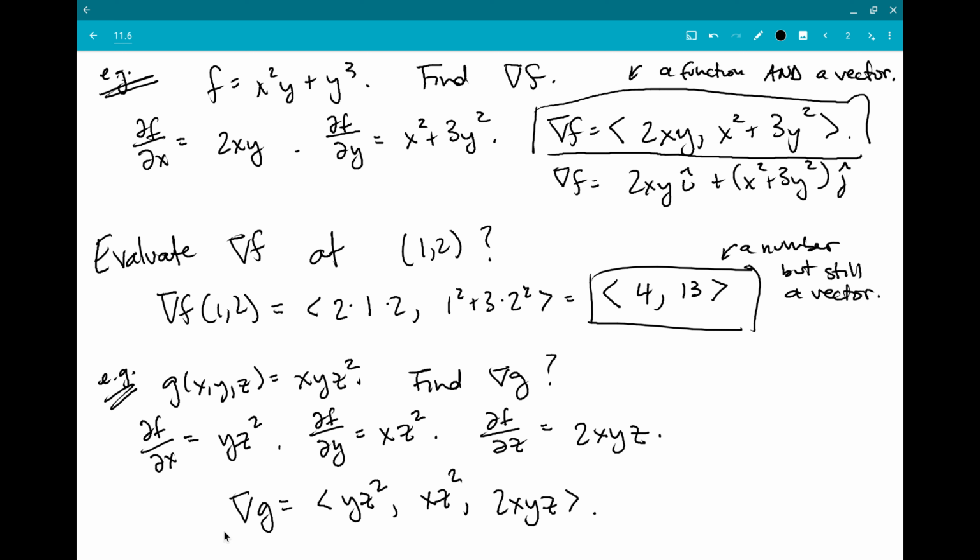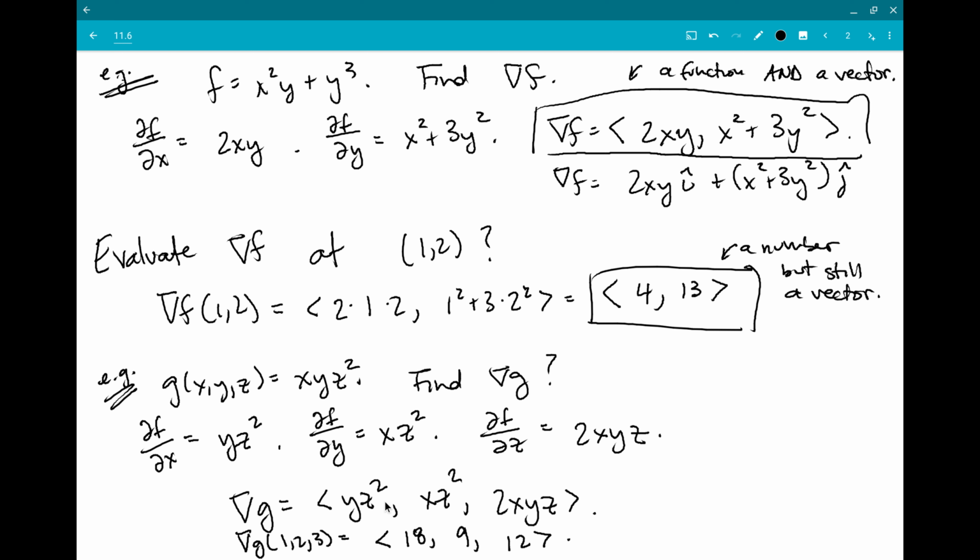And I could evaluate this at a point as well. So let's say I wanted grad g of 1, 2, 3. So 2 times 9 would give me 18. 1 times 9 would give me 9. And 2 times 1 is 2. Times 2 is 4. Times 3 is 12. So it works the same way as before. I'm not going to box those because they're too close together.